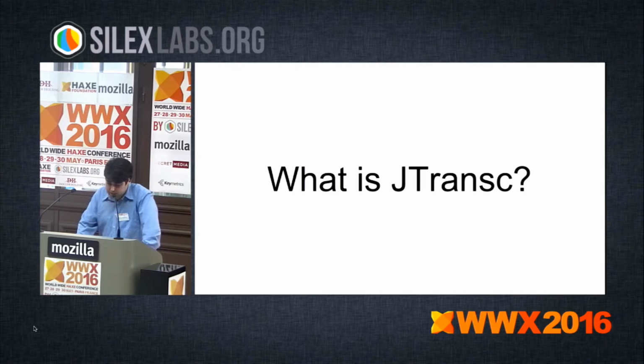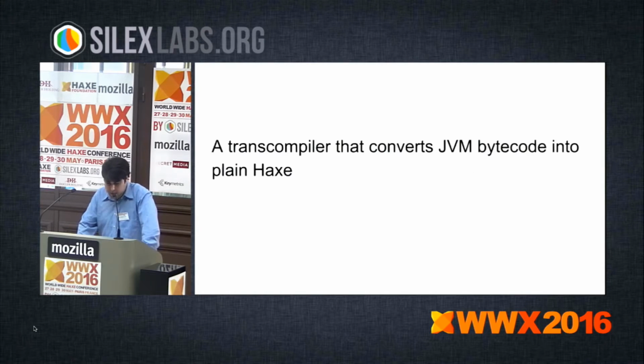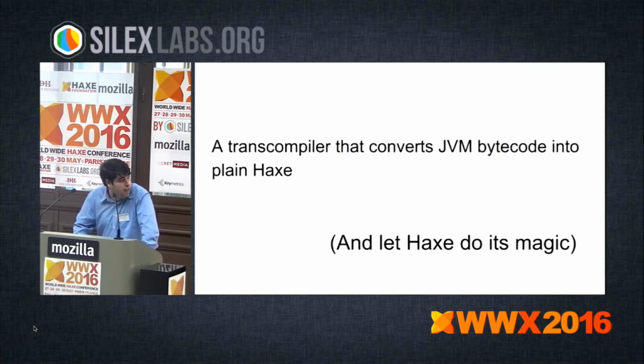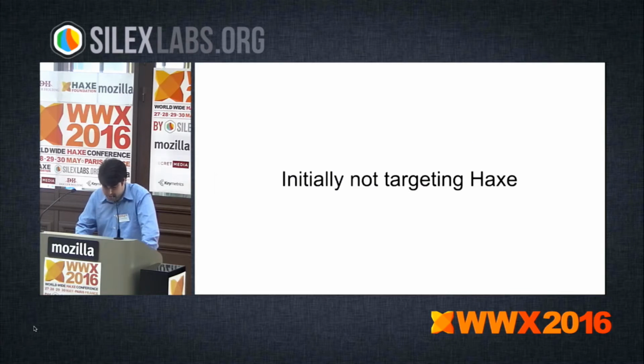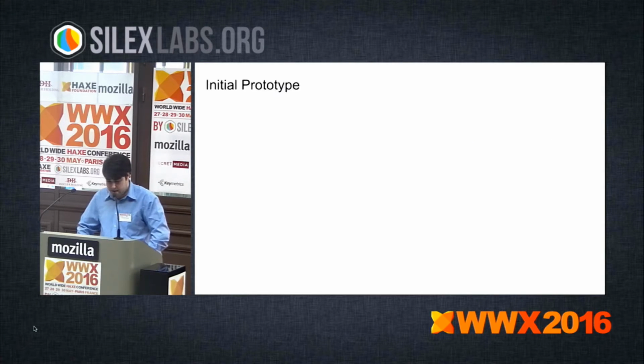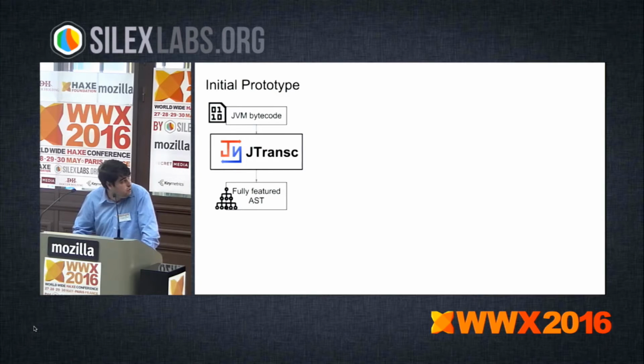So what is JTransc exactly? It's a transcompiler that converts TeaVM bytecode into plain Haxe and lets Haxe do its magic. Initially, I was not targeting Haxe, so the initial prototype was something like this. It used the TeaVM bytecode, and JTransc transformed it into a fully featured AST.